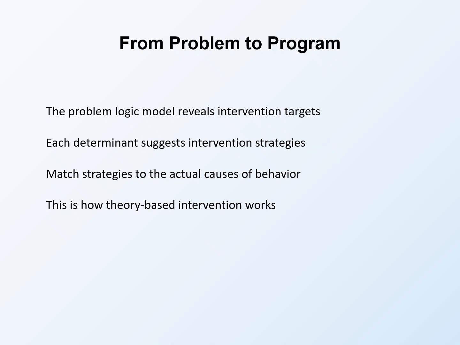Here's where it all comes together. The logic model of the problem reveals your intervention targets. It shows you exactly what needs to change for the health outcome to improve. Each determinant suggests intervention strategies. If knowledge is a barrier, use educational approaches. If self-efficacy is low, provide skills training and mastery experiences. If access is the issue, environmental change is needed. If social norms are the problem, work on normative change.